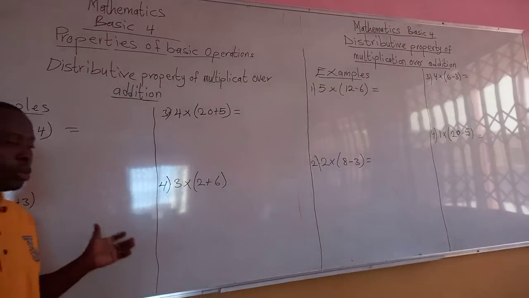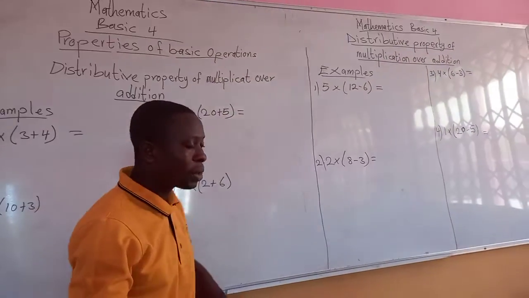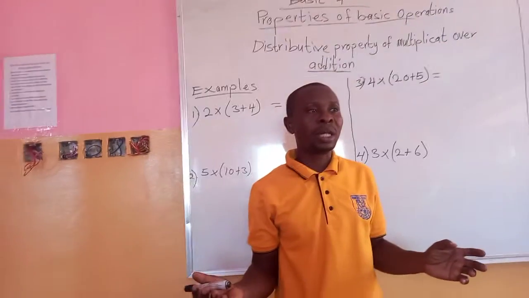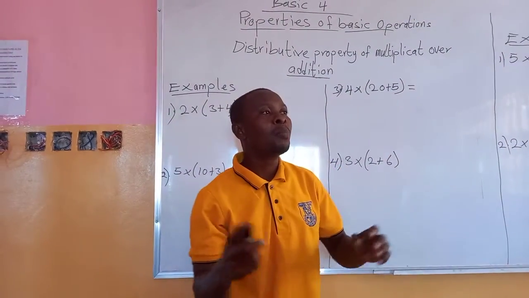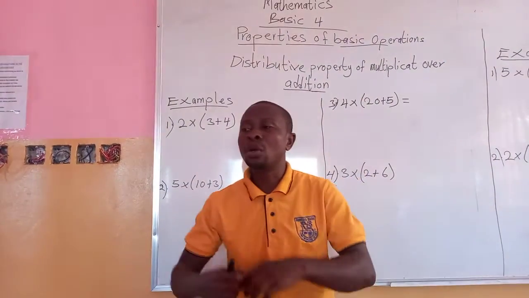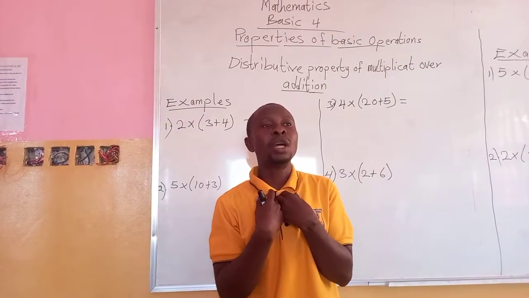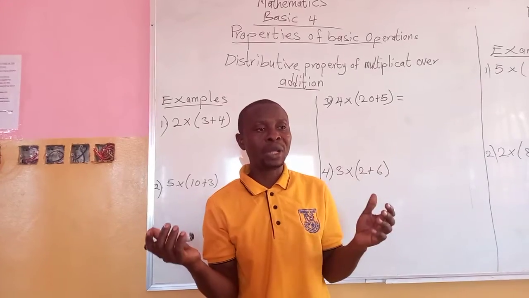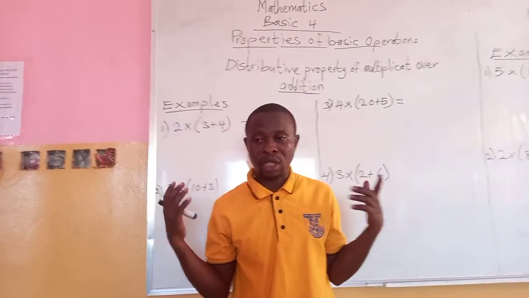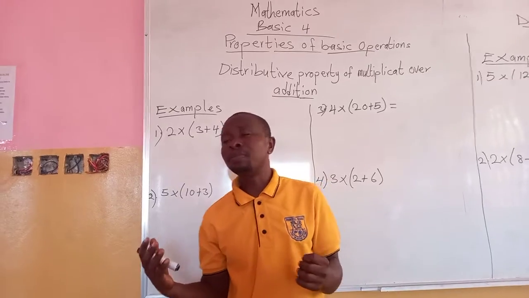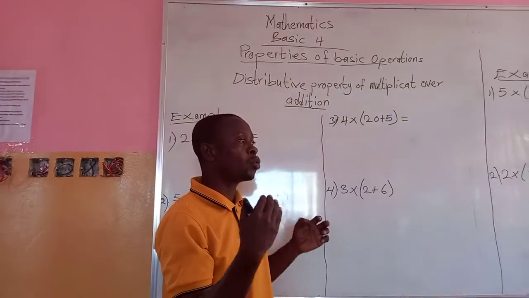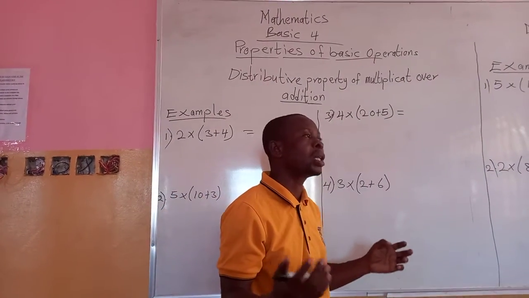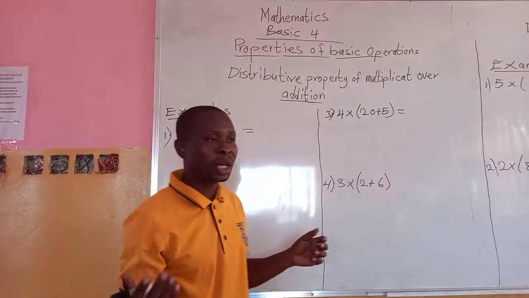Now, when we say to distribute, what do you mean? When the government is distributing books to all students, it means he's giving the books out to each student, meaning each student should receive a book. That's what we mean when it comes to distributive. So in distributive, a particular number must be shared to every number in the operations.